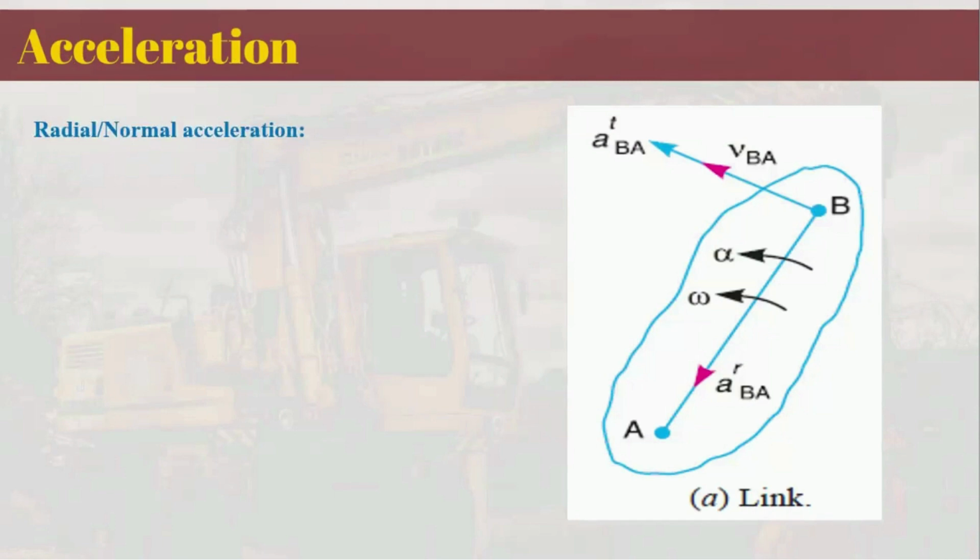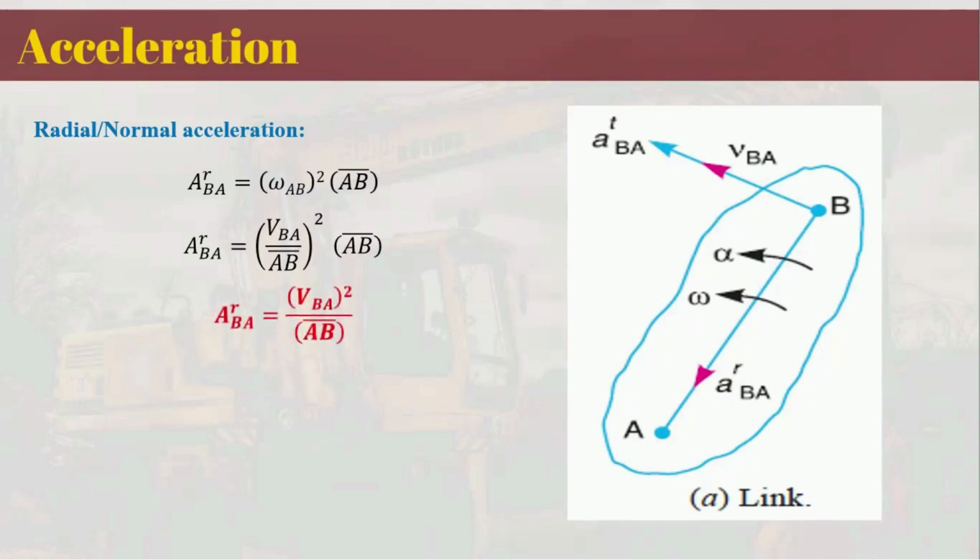We have the radial or normal acceleration. This acceleration is given by the equation omega squared, the angular velocity squared of that component, multiplied by the radius or the radius of curvature of the point from the center of rotation. As you can see here, that is AB. Since we know that our linear velocity is equal to angular velocity times the radius, we can transform our equation of radial or normal acceleration to the linear velocity of the point squared divided by the radius.